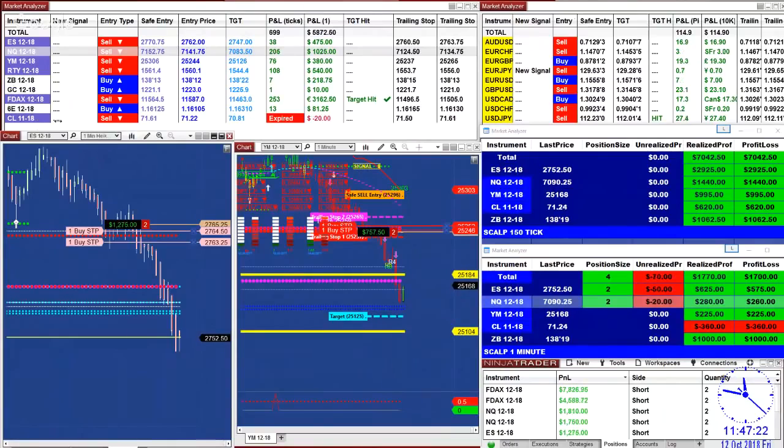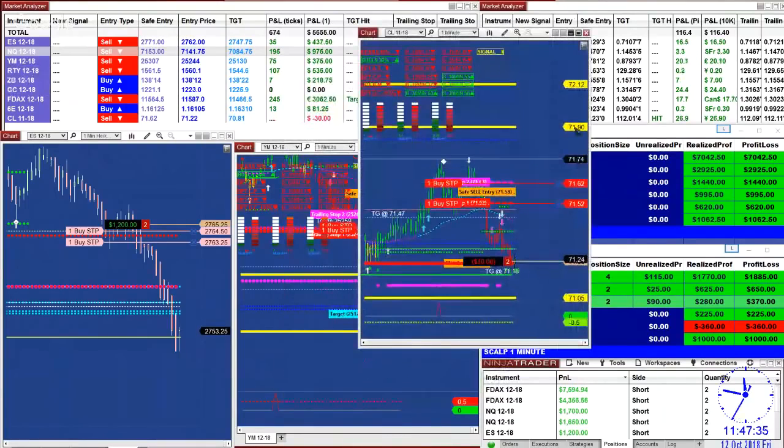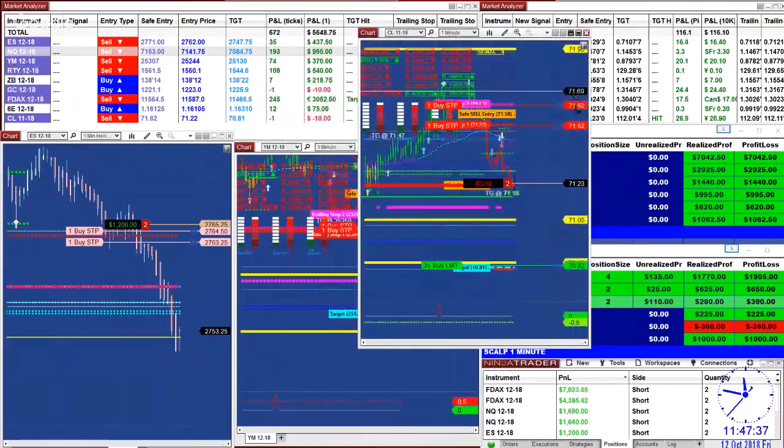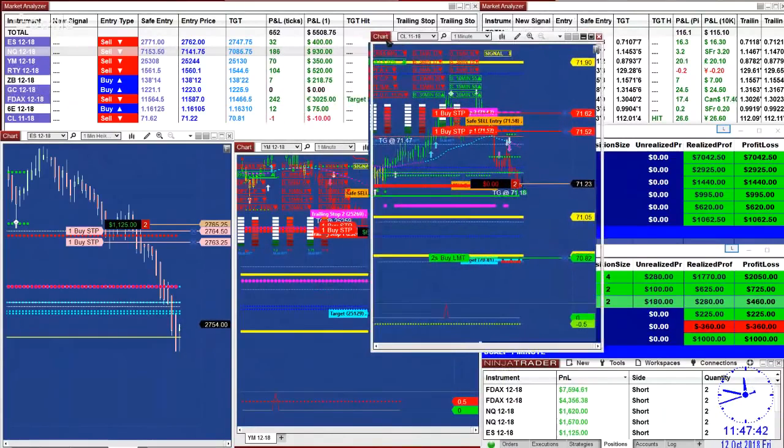We just had a CL entry on a sell on the CL at 71.22, target 71.81. There is a little pullback on this one, but this is the entry on the CL.